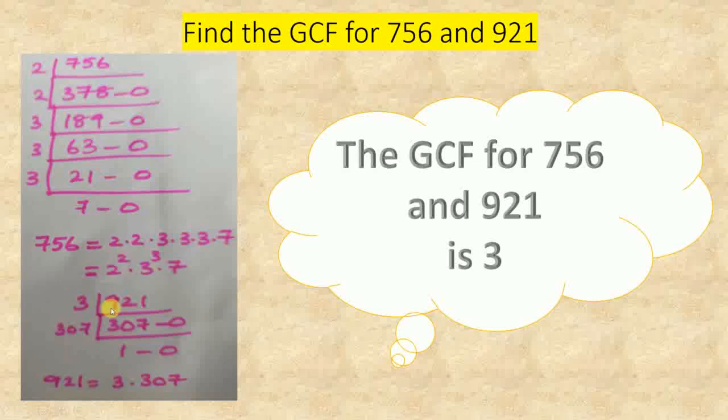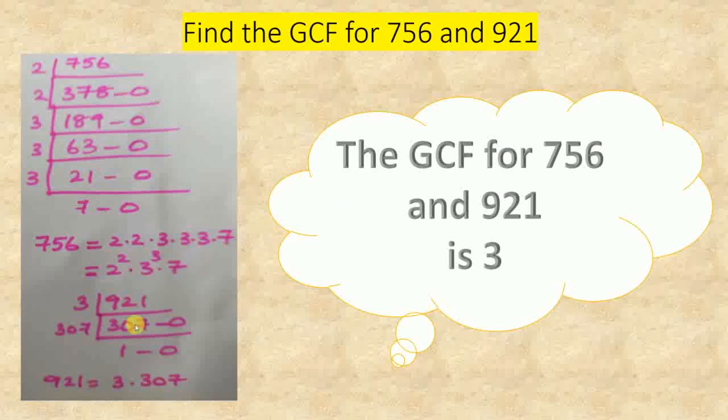And what about 921? 921 is an odd number. You cannot use 2. You can try with 3, and 3 divides 921 evenly. And what is the quotient? It is 307. Now 307 is a prime number. There is no other divisor that can divide 307 because it is a prime number.